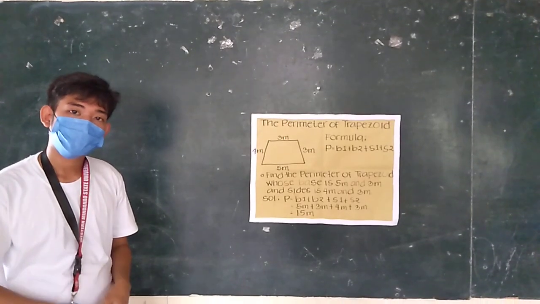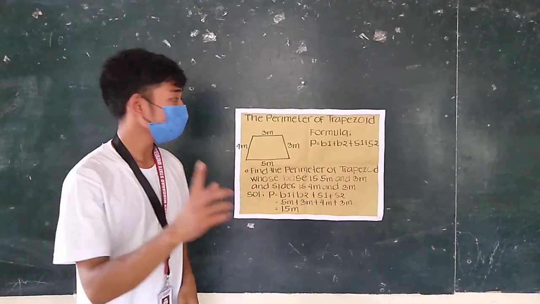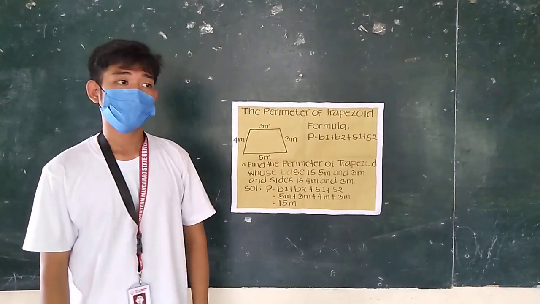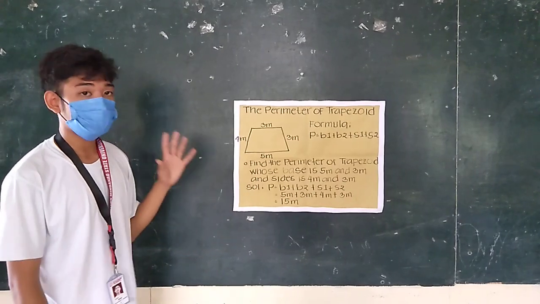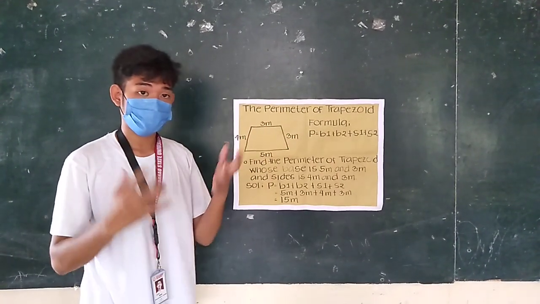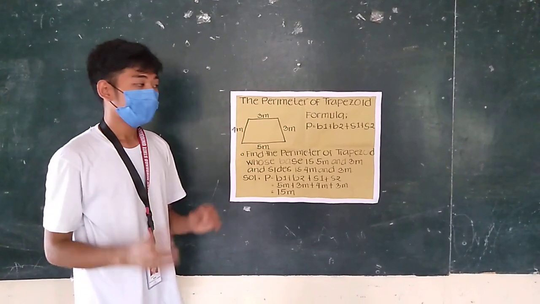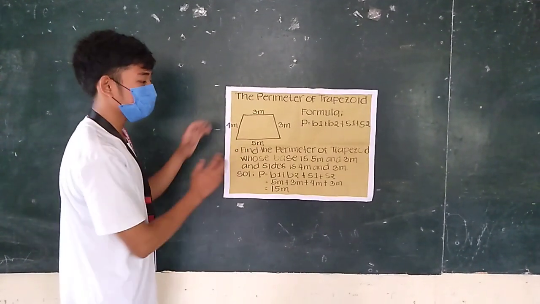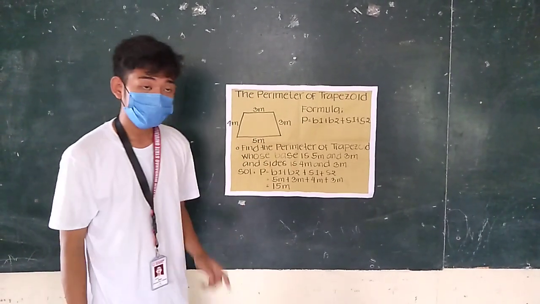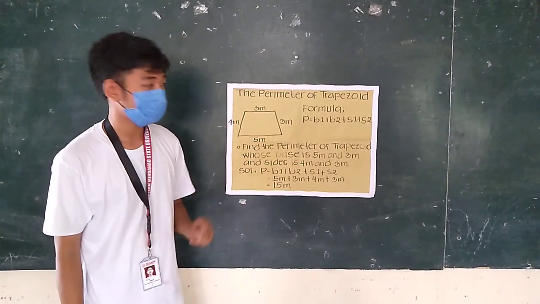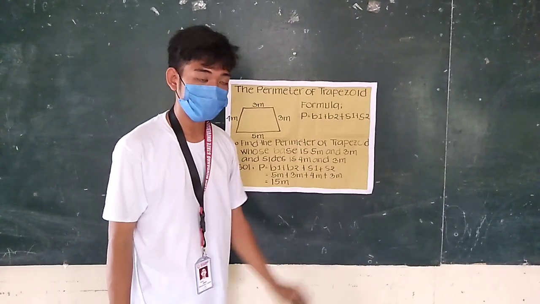Okay. Now everybody, let us come to finding the perimeter of a trapezoid. Do you know what a trapezoid is? A trapezoid is something which is unequal in its sides, but its opposite sides are equal, and its diagonals bisect each other. So we have here the formula of the trapezoid, which is perimeter equals base 1 plus base 2 plus side 1 plus side 2.